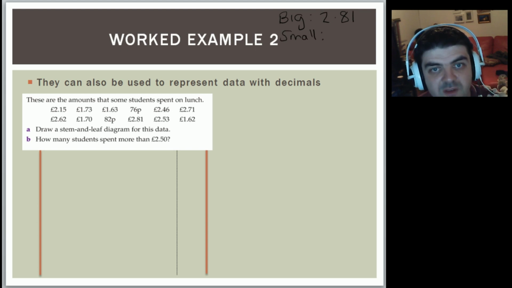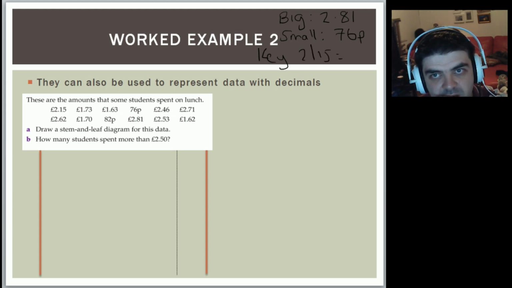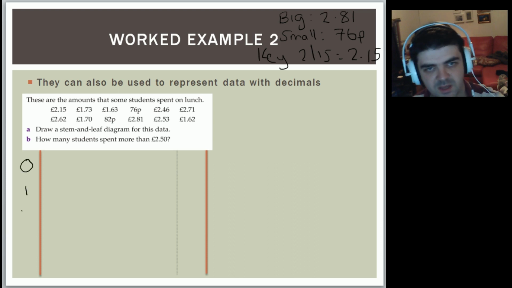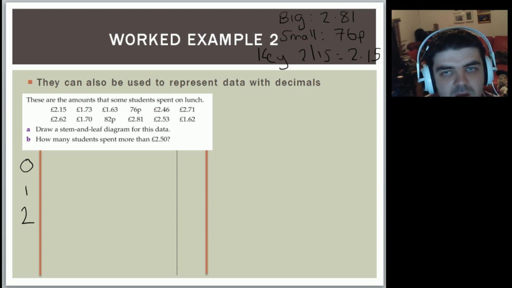And our smallest value, if I look across, is 76p. So I've already given you that the key is 2 bar 15 equals £2.15. So my smallest price starts with no pounds and it goes up to £2 something. Okay. And then I will work through it.